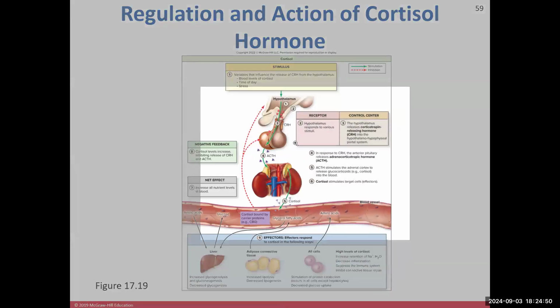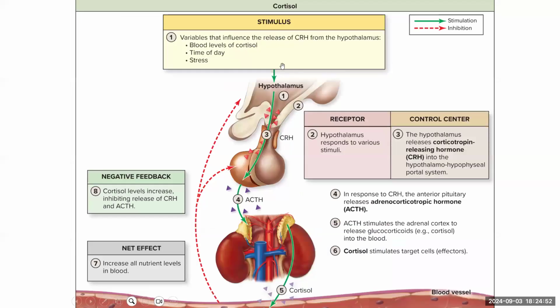So we'll start off up here at the top, on our reflex. Starting off, any reflex begins with a stimulus. Granted, stress is listed here at the bottom, but again, blood levels of cortisol, the time of day, and then stress, those are going to be the three main causes for cortisol release.